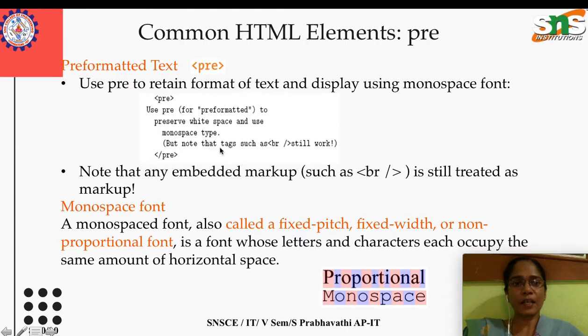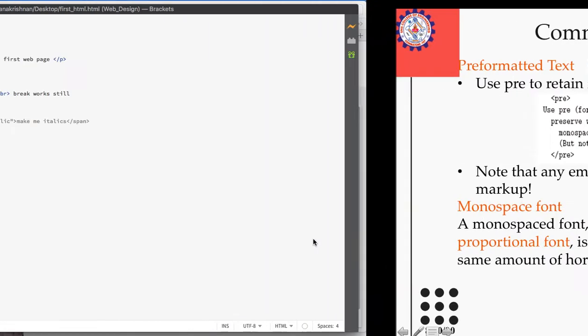And the content in this pre-formatted text will be displayed in monospace font. Monospace font means each and every character will be of fixed width, so it is a non-proportional font. This is the proportional font, where the character i occupies less space, whereas the character n occupies more space. Whereas monospace means each and every character will have a fixed width. I will take you through a little demo on this.